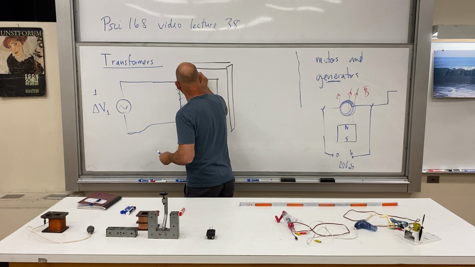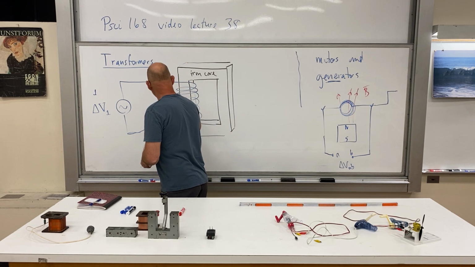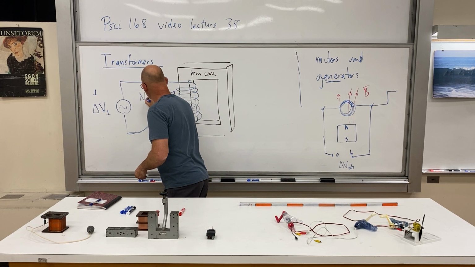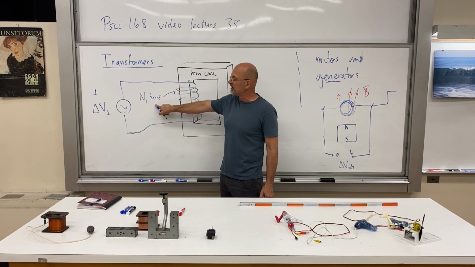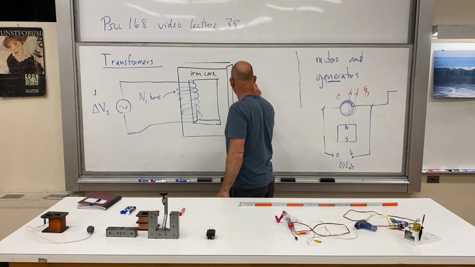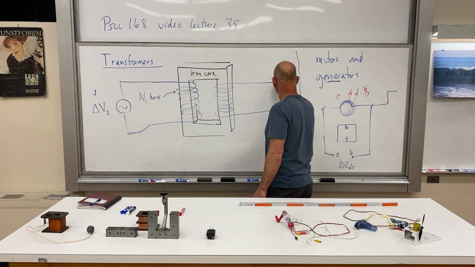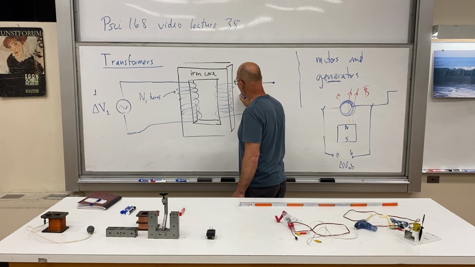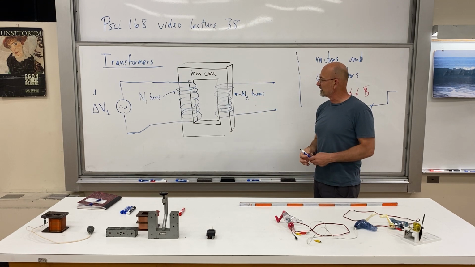So there we go. Let's write what we have here. Iron core. We have a total of N1 turns. So we have delta V sub 1 and we have N1 for the number of turns. And then over on this side we wrap around the iron core, and we have over here N sub 2 turns. And that's a transformer.